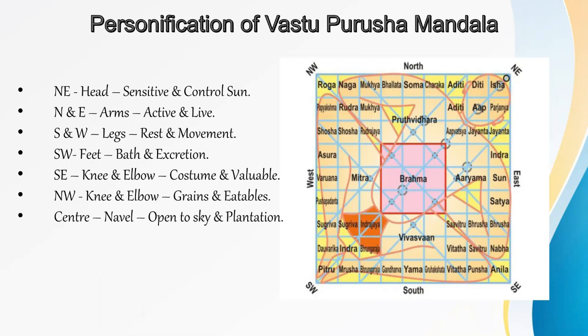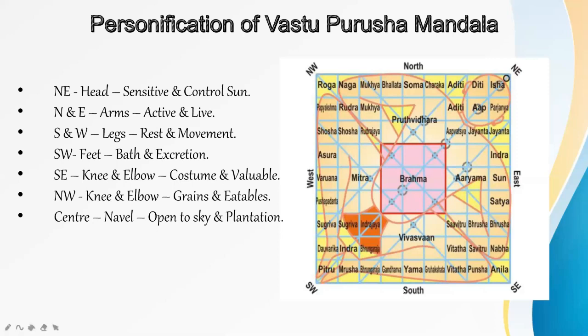Now we will personify the Vastu Purusha Mandala. In the northeast, which is the head, it means it is the sensitive and controlled sun. In this location, we can place our puja room. Then we have north and east, which are the arms, which means active and alive. In this location, we can place our living room, study room, etc.